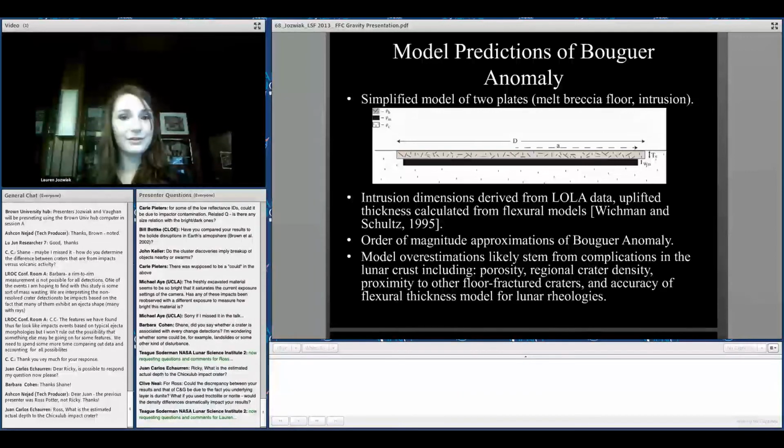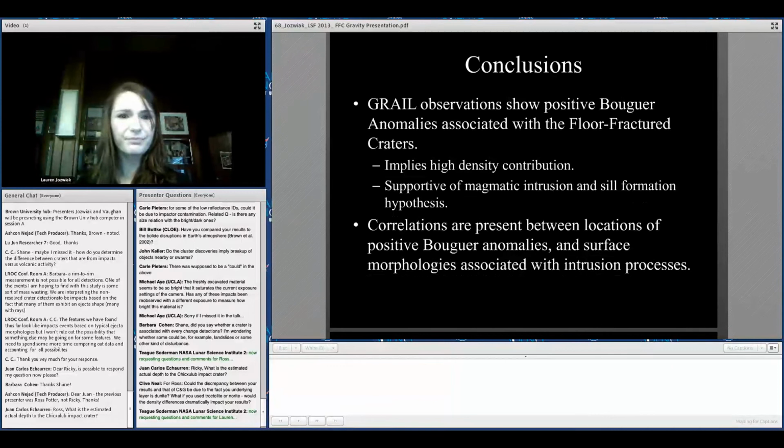And our models actually at this point are exact order of magnitude approximations of the Bouguer anomaly, although especially in larger craters, they tend to overestimate the Bouguer anomaly. And this could be due to any number of reasons, as gravity is very complicated in this region for this sort of modeling, but porosity, regional crater density, proximity to other floor fracture craters, and accuracy of the floor flexural thickness models could all play an effect in this slight overestimation.